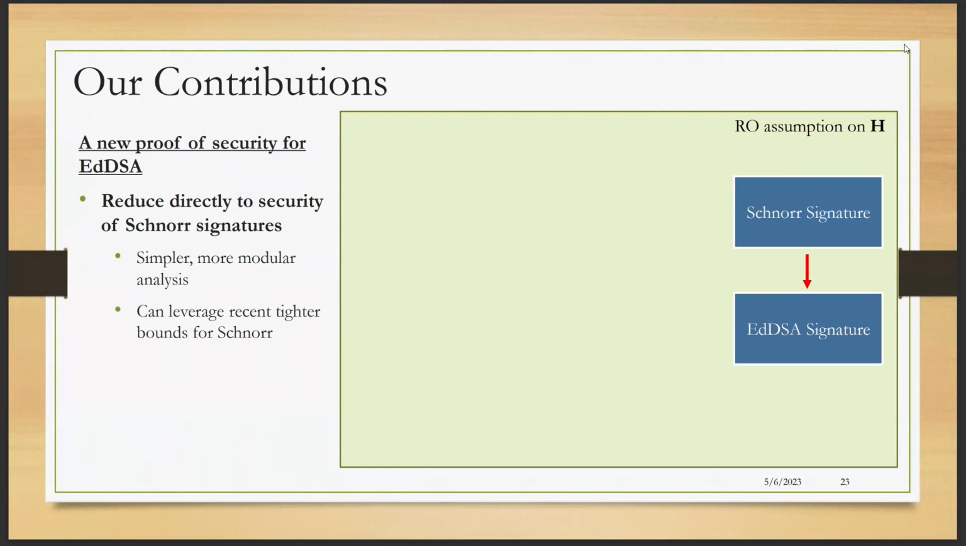So what our goal was, was to give a new security proof of EdDSA that doesn't go all the way back to the discrete log problem. It just reduces directly to the security of a Schnorr signature scheme. And what that gives us is, first of all, a much simpler proof. And second of all, it means that we can rely on all these more recent proofs for Schnorr that have tighter bounds that validate shorter parameters. And we can just plug those into our approach in a modular way.